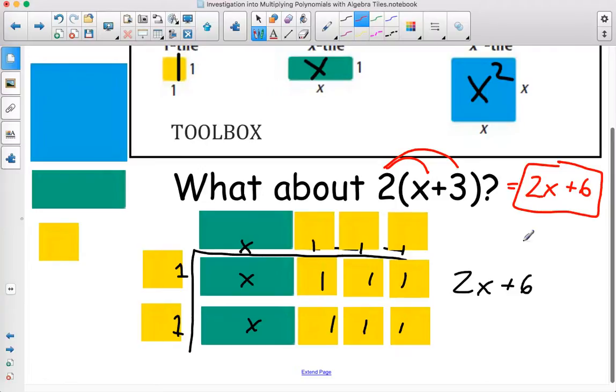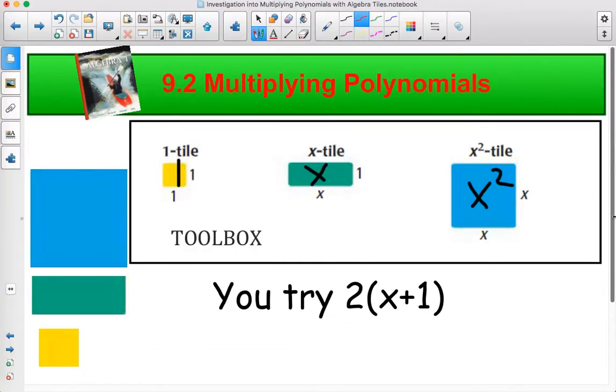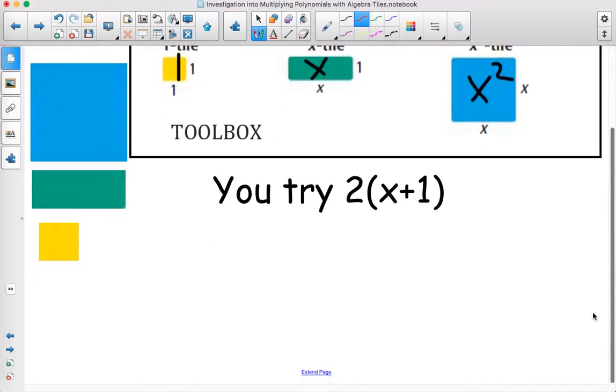So now I want you to try that same idea. This 2 told me this dimension on this side. X plus 3 told me the dimension on the other side. You try it with 2 times x plus 1. Can you lay out the length and the width for that? And then give it maybe 2 minutes. Try laying it out on your desk. Compare with your neighbor, see if it's the same answer you would have got if you had done distribution.